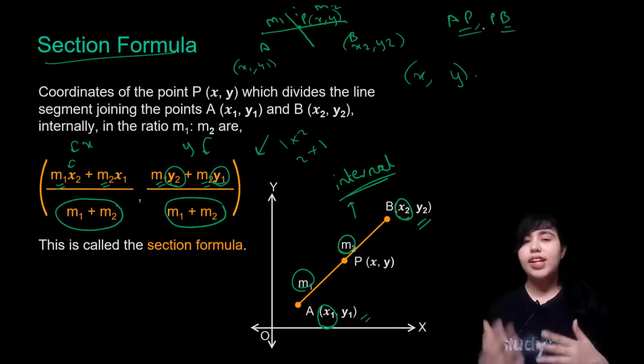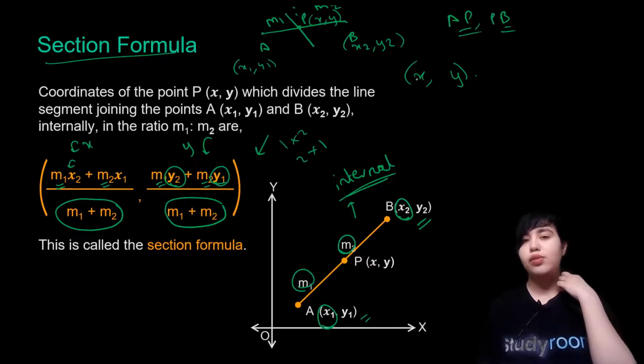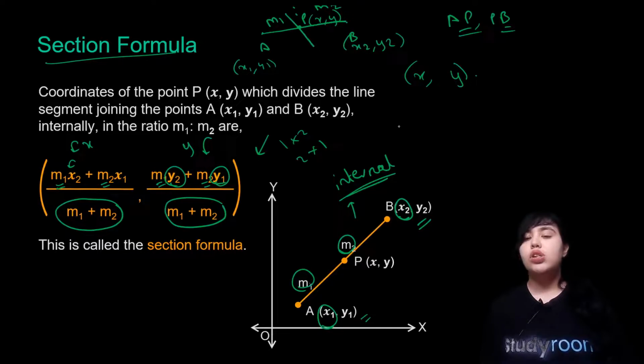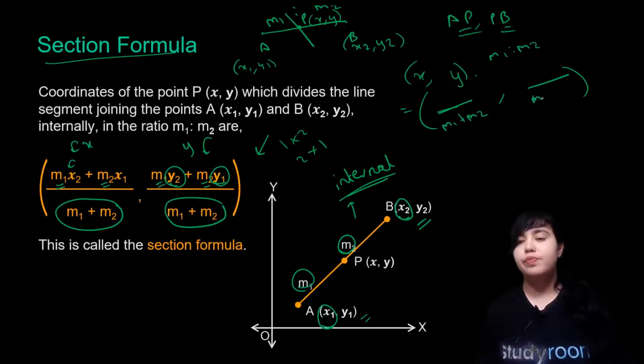Now let's quickly see again how we are memorizing this formula. It's going to be of the form x comma y. If internal division is taking place, the point where this division is taking place will be of the form x comma y. So it will have some x terms, it will have some y terms, so I make a comma in between. Now there is some numerator, there is some denominator. The denominator is very simple. If the ratio is m1 is to m2, then what is the denominator? m1 plus m2 for both of them.